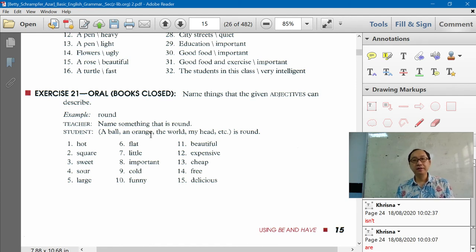Air is free. Food is delicious. Ice cream is delicious. Kentucky Fried Chicken is delicious, yeah? Hamburger is delicious. Okay, next.